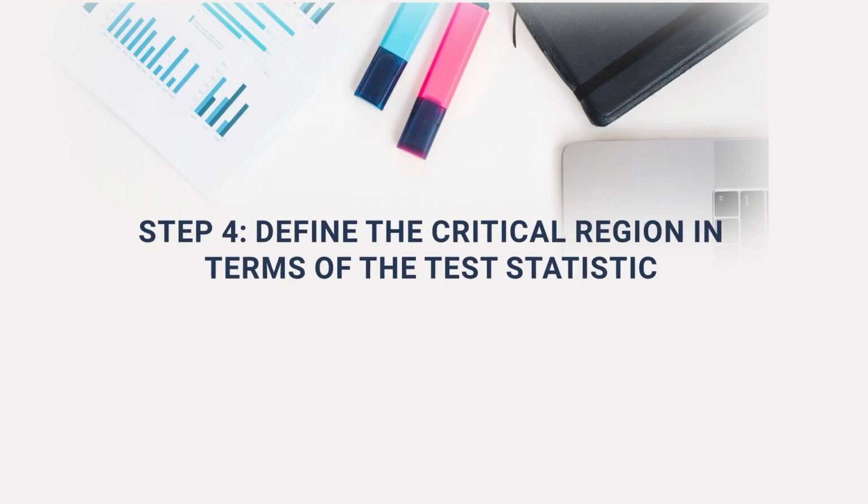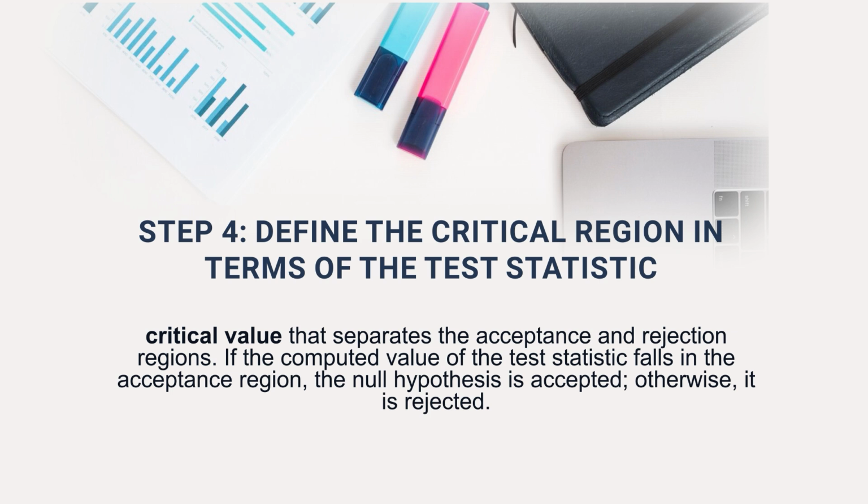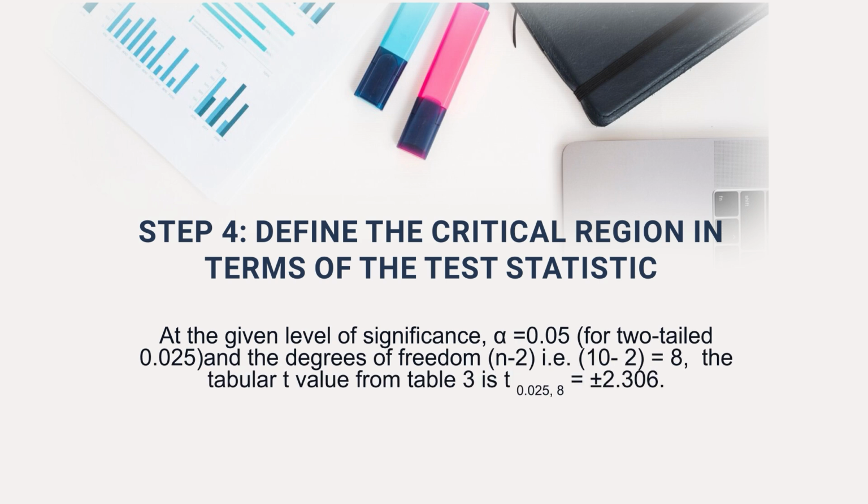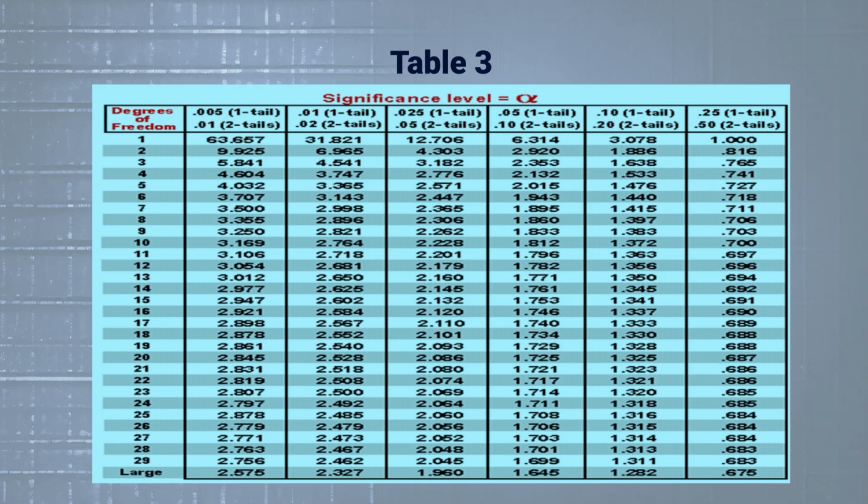In step 4, we have to define a critical value that separates the acceptance and rejection regions. If the computed value of the test statistic falls in the acceptance region, the null hypothesis is accepted, otherwise it is rejected. At the given level of significance, alpha is equal to 0.05, and for two-tailed it is 0.025, and the degrees of freedom are n minus 2, that means 10 minus 2 is equal to 8. The tabular t value from table 3 is plus minus 2.306.